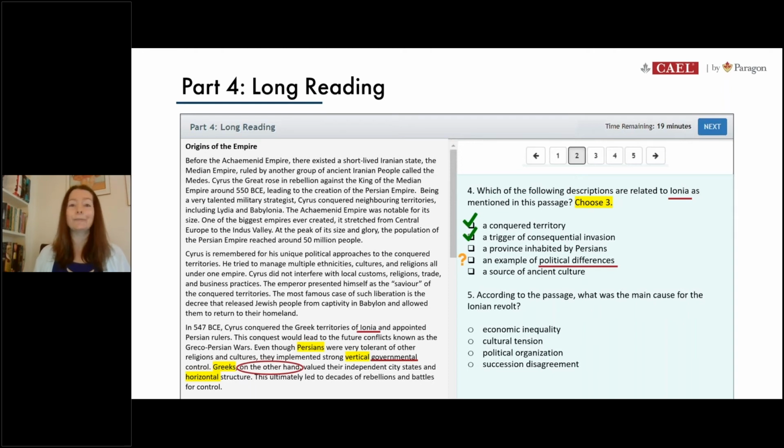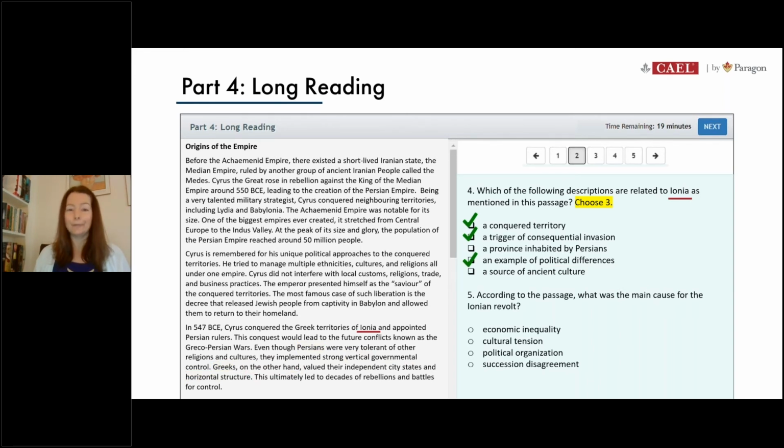So again, I don't fully understand the politics of this question. I don't know what vertical government control or horizontal structure looks like in a political mindset, but I do understand language, and I know that vertical and horizontal are opposite ideas, right? Vertical means to go up and down. Horizontal means to go across. So if I just think of it from a language standpoint, those would be opposite or different ideals. So using that type of rationale, I'm going to confidently select this answer on the test.